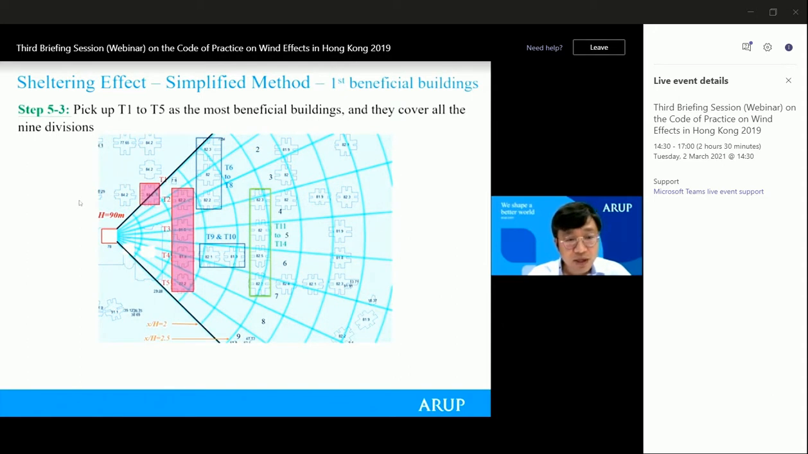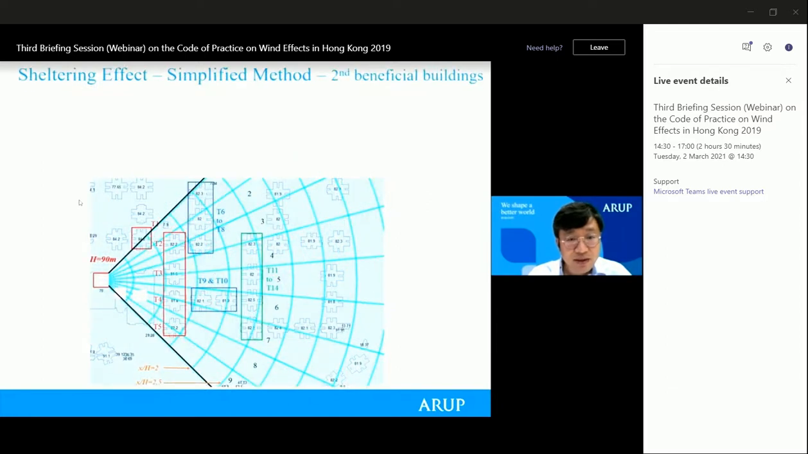Then we are going to pick up the first beneficial building. The sheltering effect from those buildings will be ignored later, because the red color and the green color are all buildings which can give the maximum sheltering effect. So for easier selection, we just pick up the first row, that is from Tower 1 to Tower 5. They are selected as the most beneficial buildings, shaded in red color, and those 5 buildings cover all the 9 divisions.